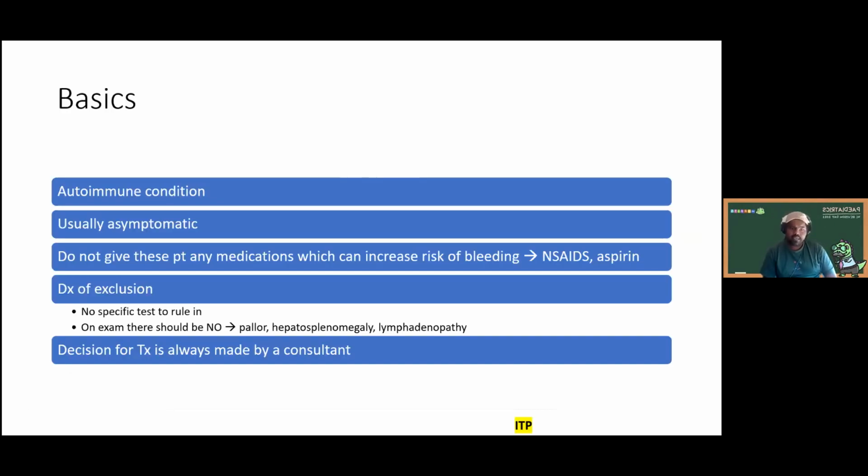So now moving on to ITP. Really it's an autoimmune condition and it usually presents asymptomatically after something like an upper respiratory tract infection. You really don't want to give these children anything that can precipitate risk of bleeding, like NSAIDs and aspirin, because of course it's a condition that reduces the amount of platelets in the blood. It's a diagnosis of exclusion, so there's really nothing that can rule it in. But the main things that you want to make sure of on exam is that you shouldn't have things like pallor, hepatosplenomegaly, or lymphadenopathy, and we'll come to that later when we talk about our cancers, so leukemia. And really the main thing here is the decision for treatment is always made by a pediatric consultant.